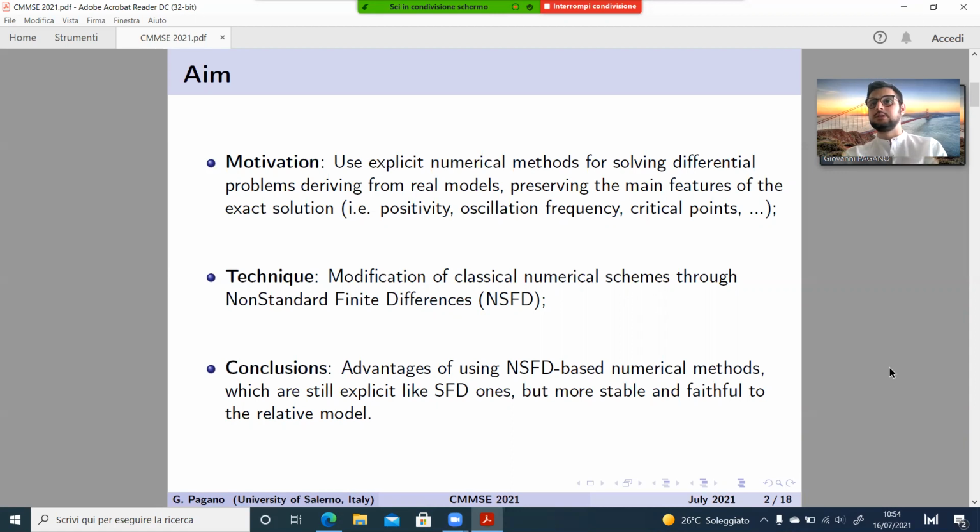Therefore, we will show these things in our talk. We will show firstly existing non-standard schemes, and on these non-standard schemes we have done some numerical tests in order to show you the advantages of non-standard schemes. Then we will show you our construction, the non-standard scheme we have obtained on a real model for biological situations.